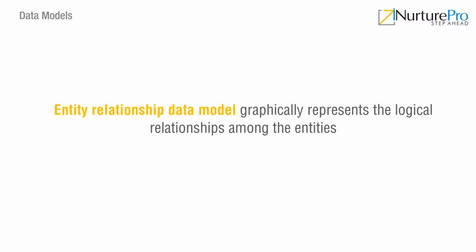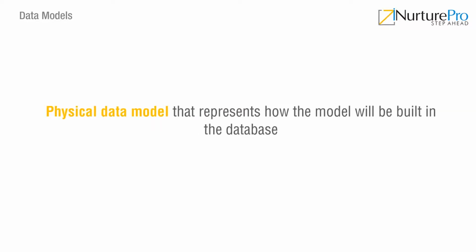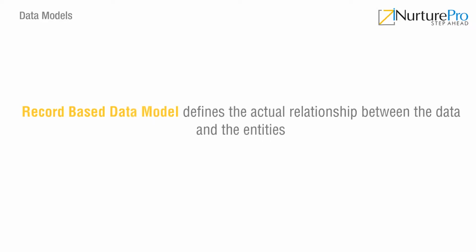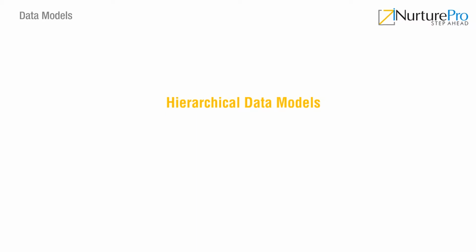Entity relationship data model graphically represents the logical relationships among the entities. Object-oriented data model considers each object in the world as objects and isolates it from each other. Then we saw physical data model that represents how the model will be built in the database. Record-based data model defines the actual relationship between the data and the entities. Record-based data models are further categorized into hierarchical data models, network data models, and relational data models.